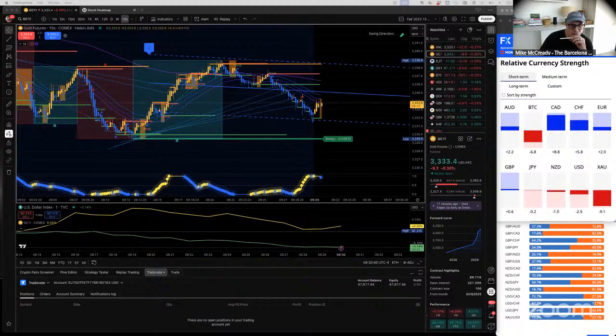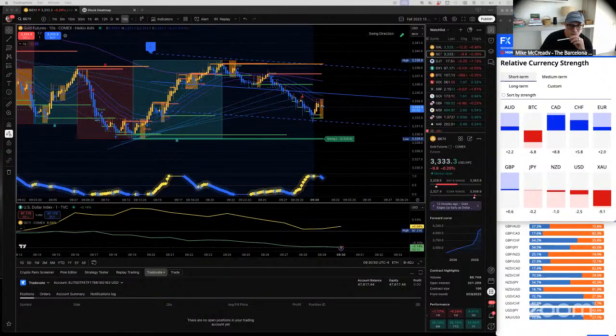Because as I said, overall, we're probably in a risk on mood, with money going into equities and out of the safe haven assets.